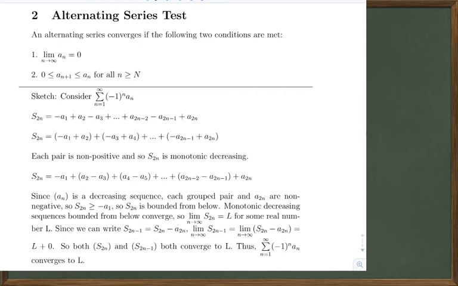and so we can conclude that the sum n equals 1 to infinity of negative 1 to the n, a sub n, converges to L. Okay, so we're going to look at a couple examples, and then we'll have another video or two working out some more examples with the alternating series.